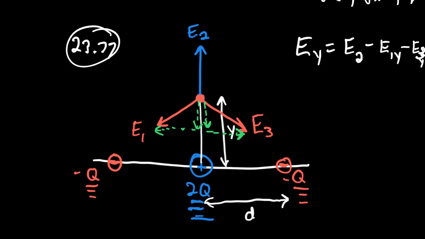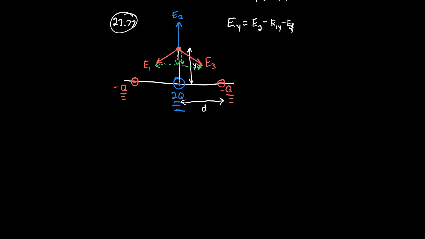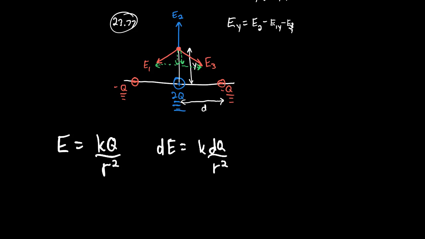Okay. So I need to figure out what all these are. I have multiple equations that I can use for figuring out E. Do I need to use the E equation: E equals KQ over R squared, or dE equals K dQ over R squared? Which one?